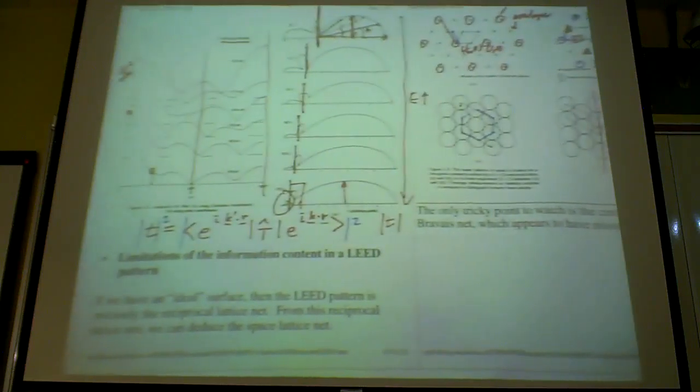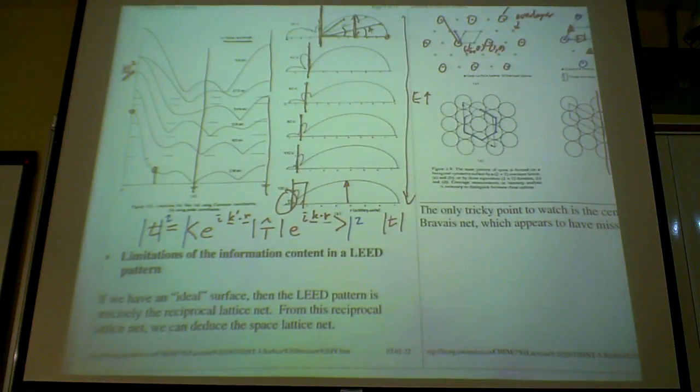The problem is that we can go from real space to generate a reciprocal space pattern, but to go from reciprocal space back to real space, that's not a one-to-one correspondence. In other words, if you give me a reciprocal space pattern, I can give you many possible real space patterns that can give you that reciprocal space pattern. So it's not a direct one-to-one correspondence, and that leads to ambiguity.